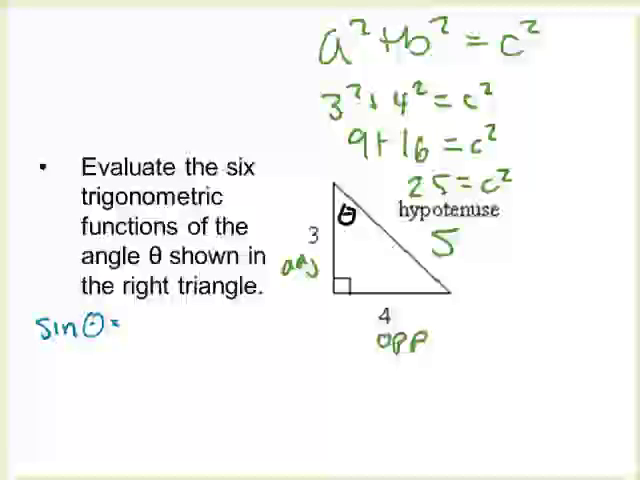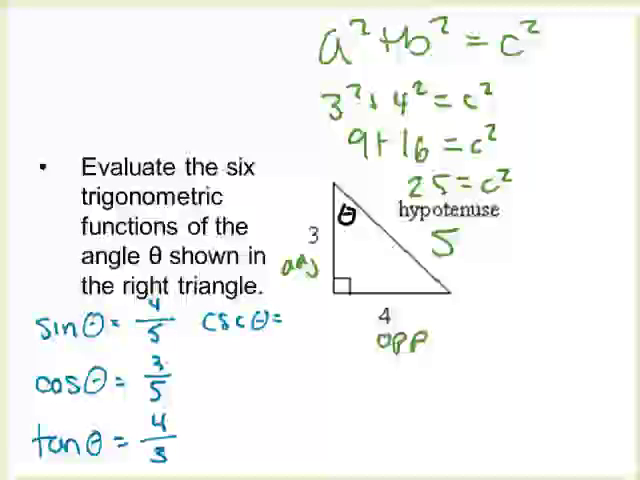So sine of theta, sine is opposite over hypotenuse, so that would be 4 over 5. Cosine of theta is adjacent over hypotenuse, that would be 3 over 5. And tangent of theta is opposite over adjacent, so 4 over 3. The other 3 are the reciprocals. So sine flips over to make cosecant. Cosine flips over to make secant. And tangent flips over to make cotangent. We don't have any other solving to do with these. We just want to list them.